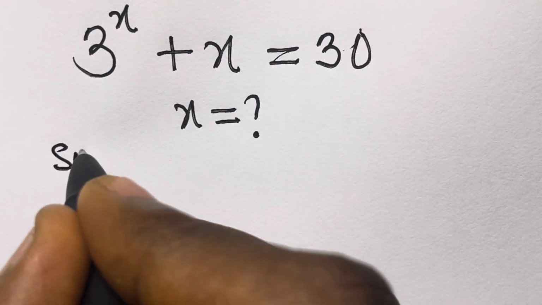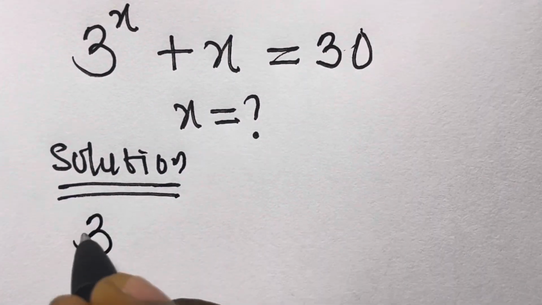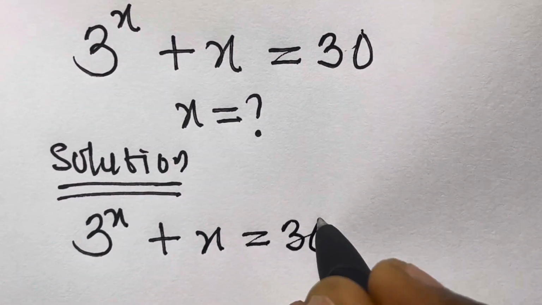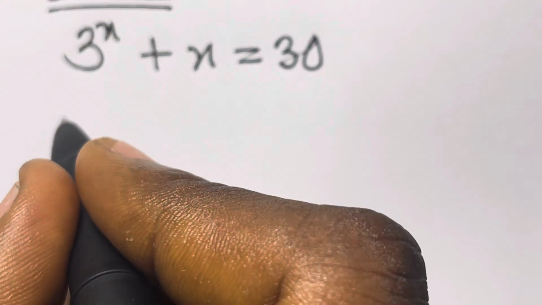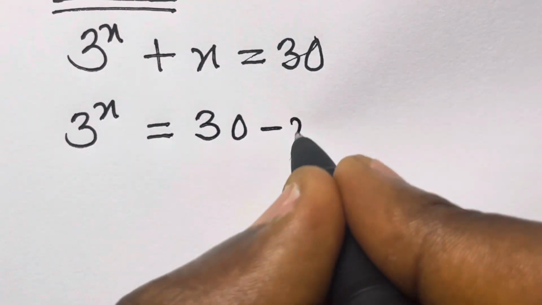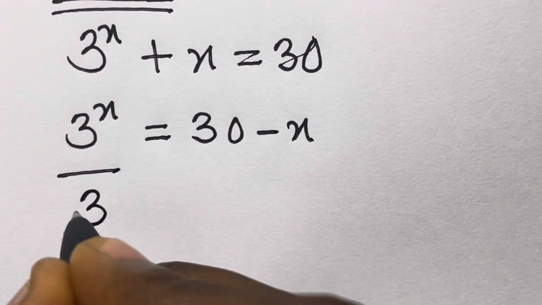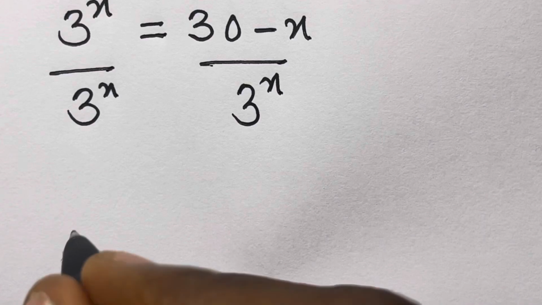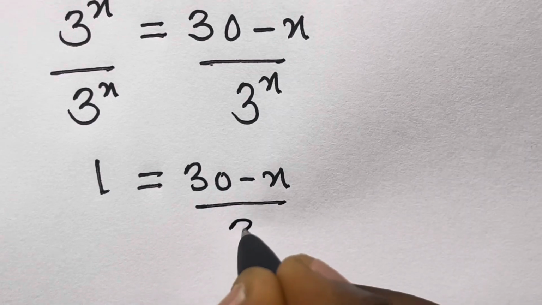So we have the solution. We have 3 raised to the power x plus x equals 30, right? So from here we can just transfer this x to the other side. So we have 3 raised to the power x equals 30 minus x, right? Here let's divide both sides by 3 raised to the power x. So this will become 1 equals 30 minus x divided by 3 raised to the power x.